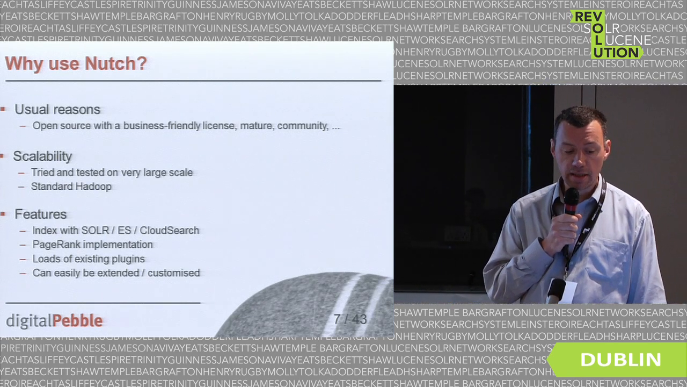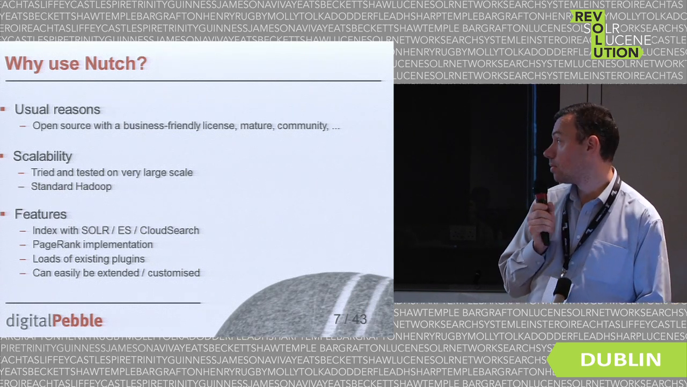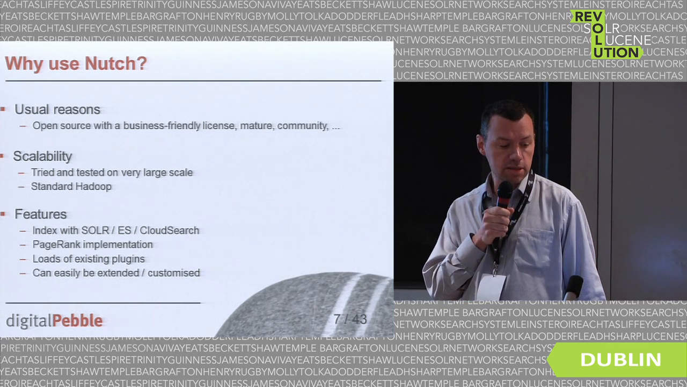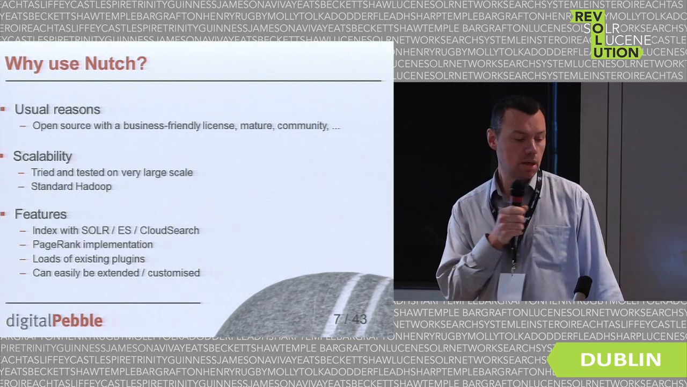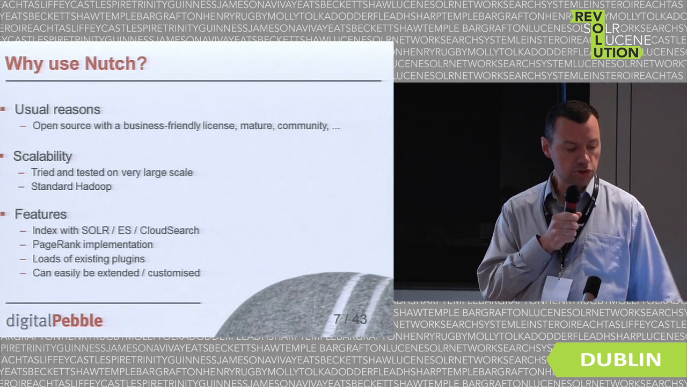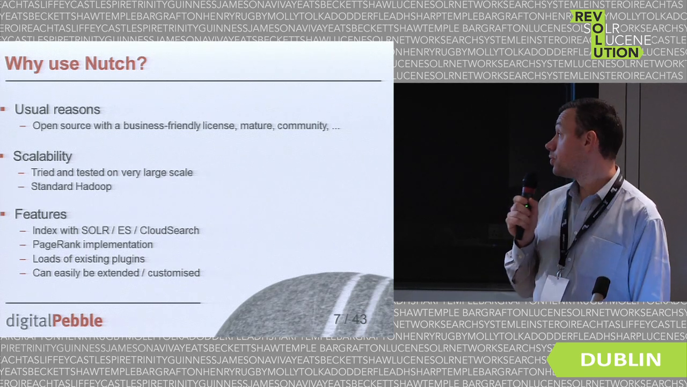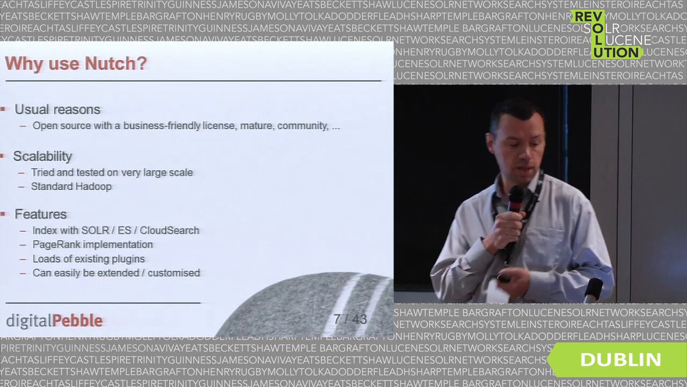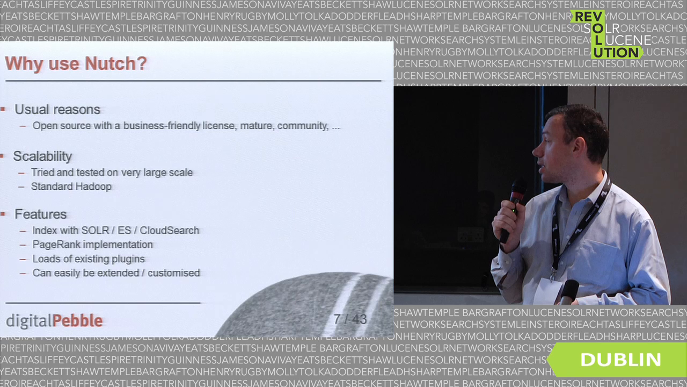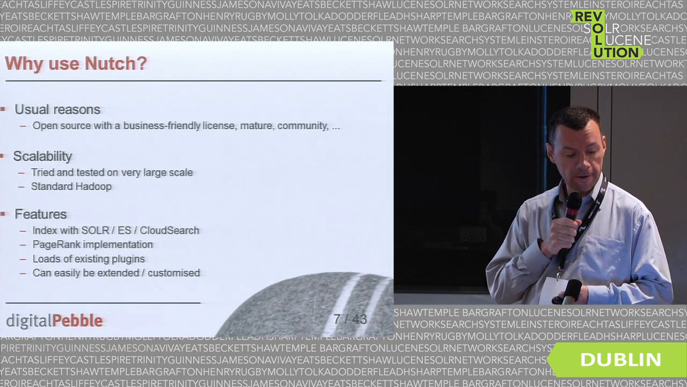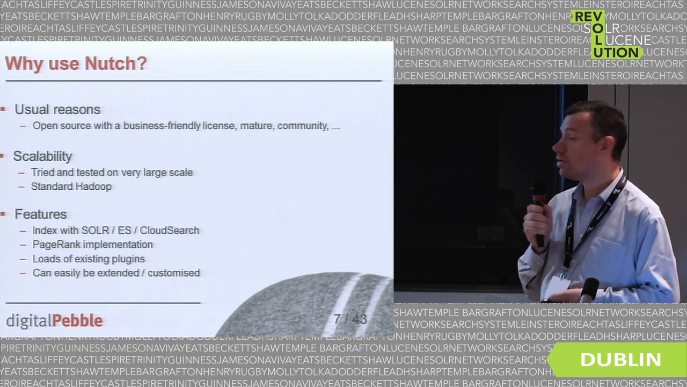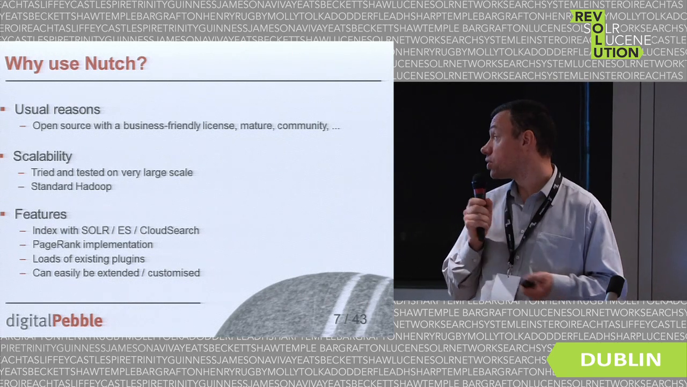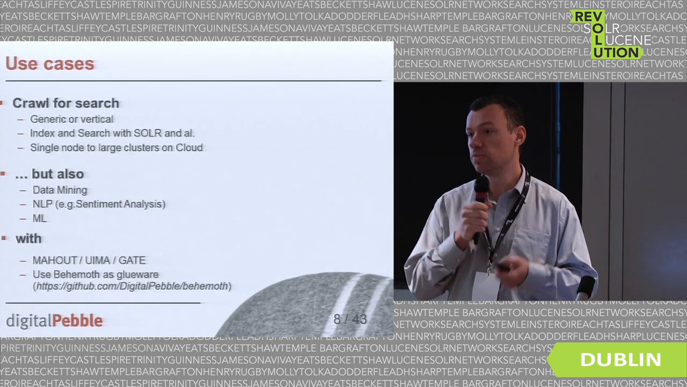Another aspect of it is that it's based on Hadoop, and it's purely a Hadoop application. So if you have a Hadoop cluster, there's nothing specific you need to do to run Nutch. You can use it on various distributions of Hadoop. Another reason why people use Nutch is for its features. As I said, you can index with Solr, Elasticsearch, CloudSearch. It has, for instance, an implementation of PageRank. And there are loads of existing plugins you can use or reuse or extend in Nutch. Nutch is really pluggable, so you can easily extend it and customize it to do whatever you want to do.